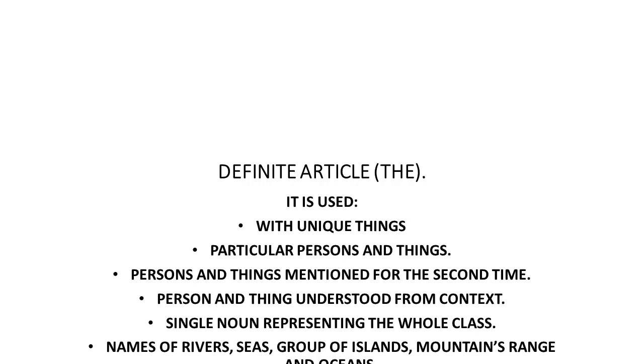Next, it is used for persons and things mentioned for the second time in the sentence. For example, एक सेंटेंस में अगर किसी भी पर्सन या चीज़ के बारे में दूसरी बार जिक्र करना हो तो आप उसके साथ द का इस्तेमाल करते हैं. फॉर एग्ज़ाम्पल, आई मेट अ गर्ल, द गर्ल वॉज वेरी ब्यूटिफुल. आई वॉज इन अ होटल, द होटल वॉज वेरी नीट. इट इज़ ऑल्सो यूज फॉर द पर्सन एंड थिंग्स दैट कैन बी अंडरस्टूड फ्रॉम देयर कॉन्टेक्स्ट.